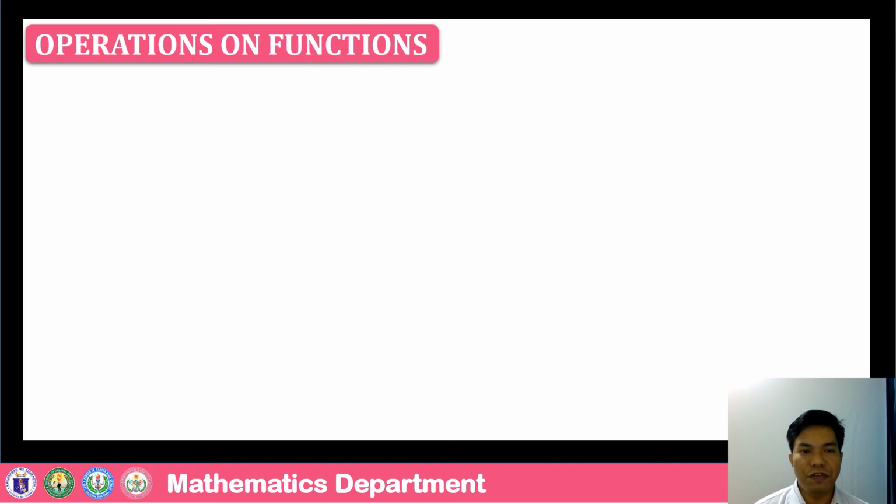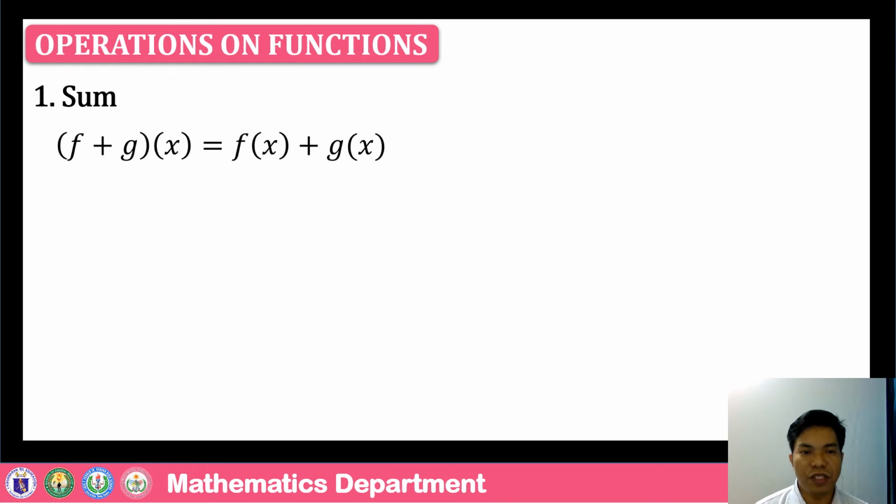Let us now proceed to the first operations on functions, which is addition of functions. To find the sum of two functions, we have here the form (f plus g)(x) is equal to f(x) plus g(x). Ang kailangan lamang natin sa pag-perform natin ng addition of functions ay yung concept ng like terms, na kagaya ng ginawa natin kanina sa pag-add natin ng oranges and bananas at yung pagkuha natin ng sum ng integers.